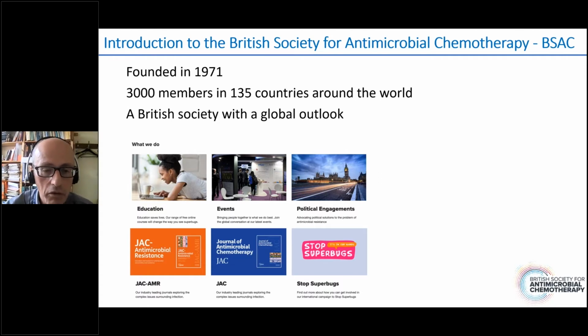Founded in 71, 135 countries around the world. It's a British society by name, but it's a society with a global outlook, and we do what we can to support good antimicrobial prescribing. We recognize antibiotics, antimicrobials generally, as fundamental to provision of healthcare, and making sure that antimicrobials continue to work in the face of resistance is really crucial to providing healthcare across the world.